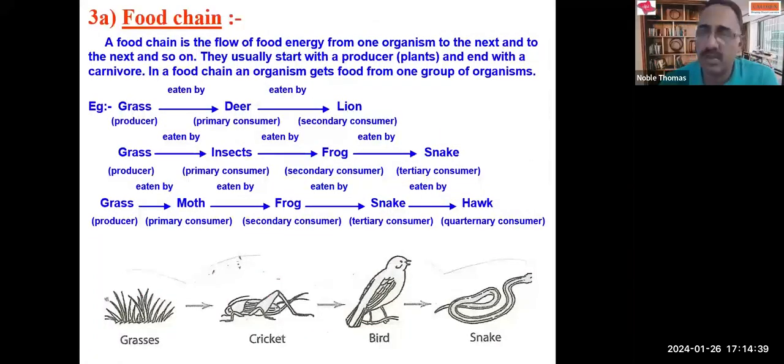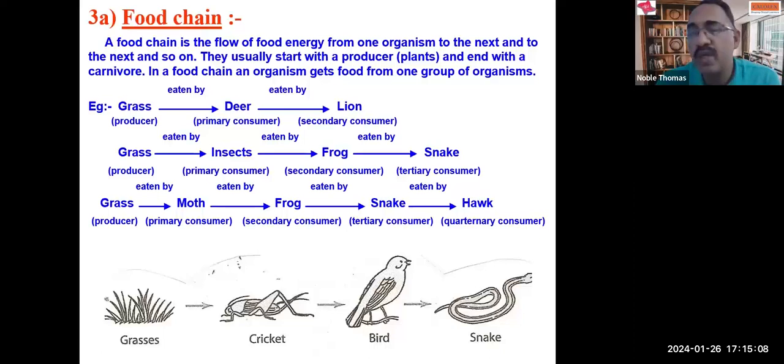The 10 percentage law. What is this 10 percentage law saying? That 10 percentage law says that whenever energy moves from one trophic level to the next, only 10 percentage is going to the next trophic level. And the rest of the 90 percentage of energy is not going to the next level. Now, when we are saying that it is not going to the next level, that does not mean that it is getting destroyed. The energy will never get destroyed.